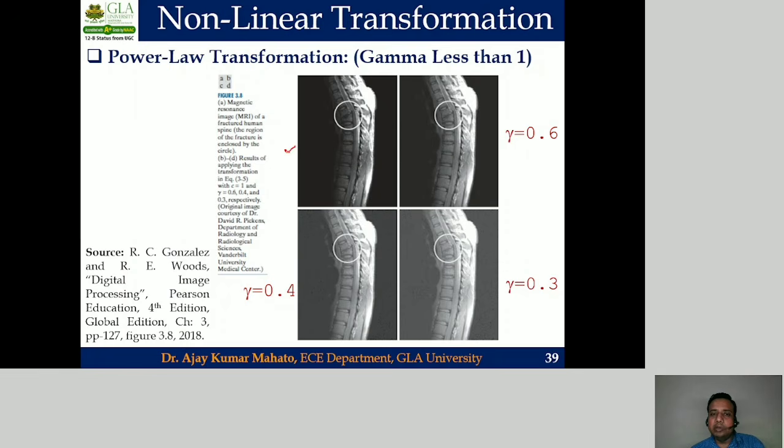This is the input image, and on this input image power law transformation has been performed for gamma equals 0.6, gamma equals 0.4, and gamma equals 0.3, and clearly you can see as the gamma value reduces from 0.6 to 0.4 to 0.3, our output image becomes brighter and brighter.